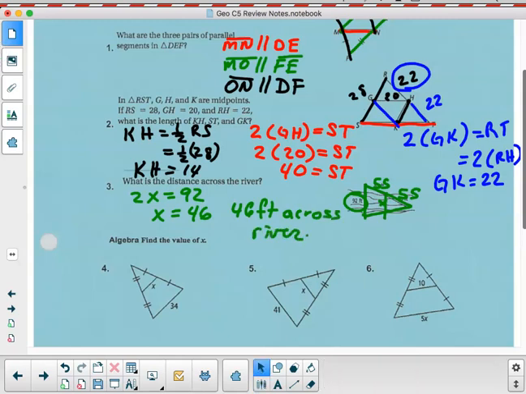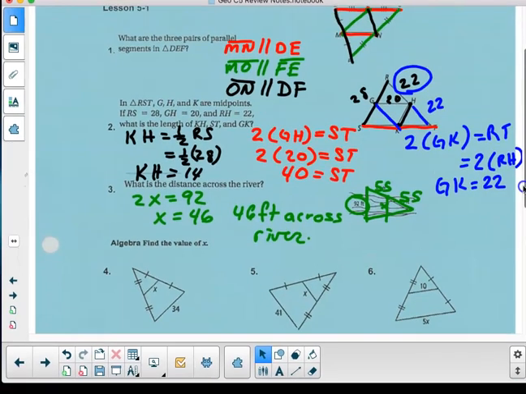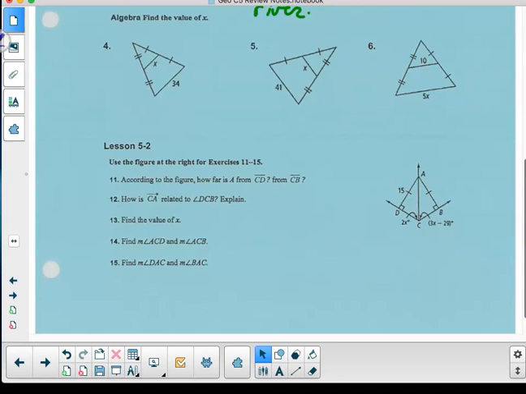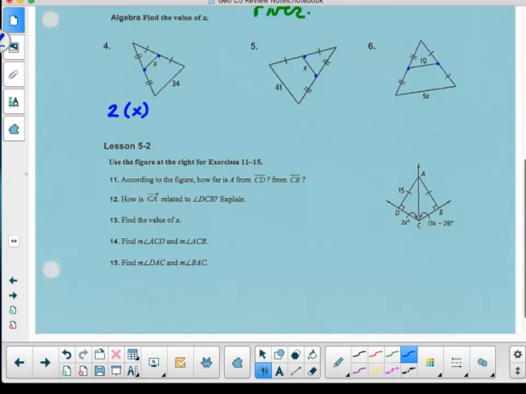Okay, and problem 4. When I'm getting this done, I'm looking at setting these up. Now these are all mid-segment triangles because they're all midpoints, because of the way the triangles are marked. What I want to do is show you how I set them up, so if you come across variables in the mid-segment and the side it's parallel to, you can still use this method. 2 times x is equal to 34. If I divide by 2, x is 17.